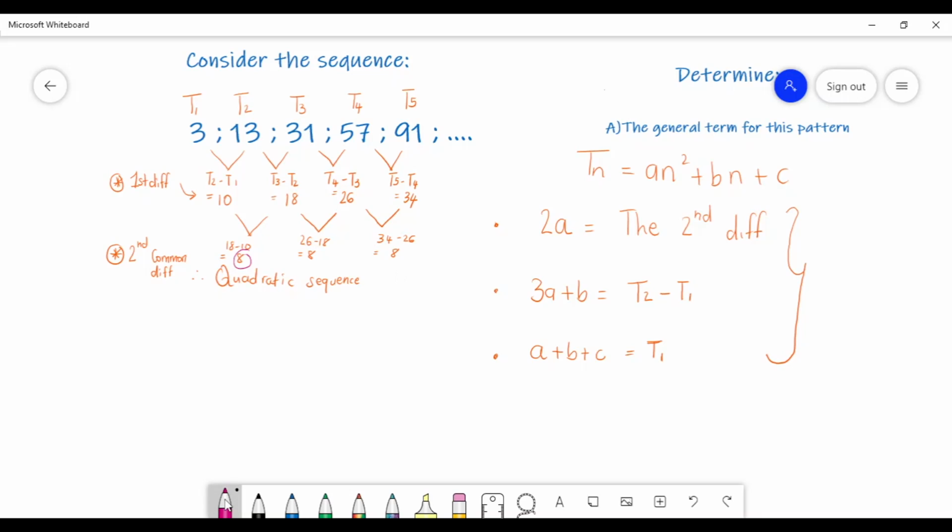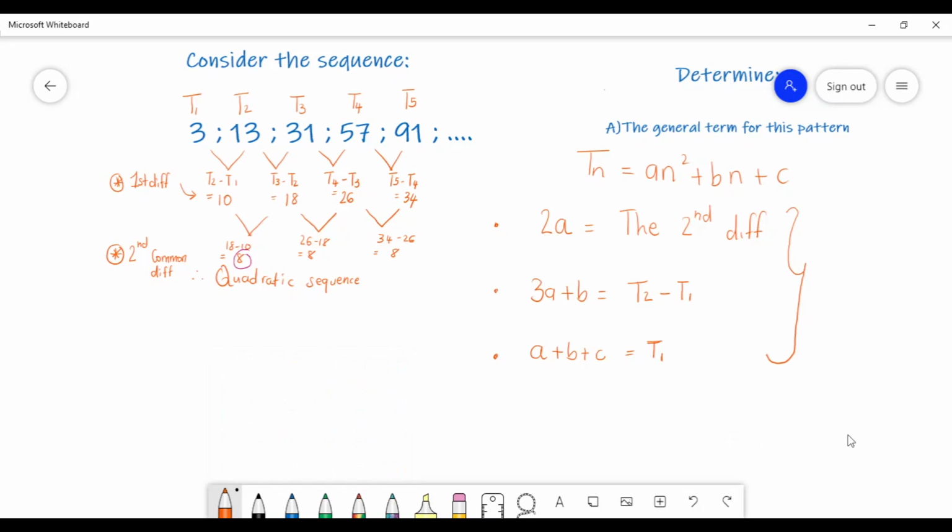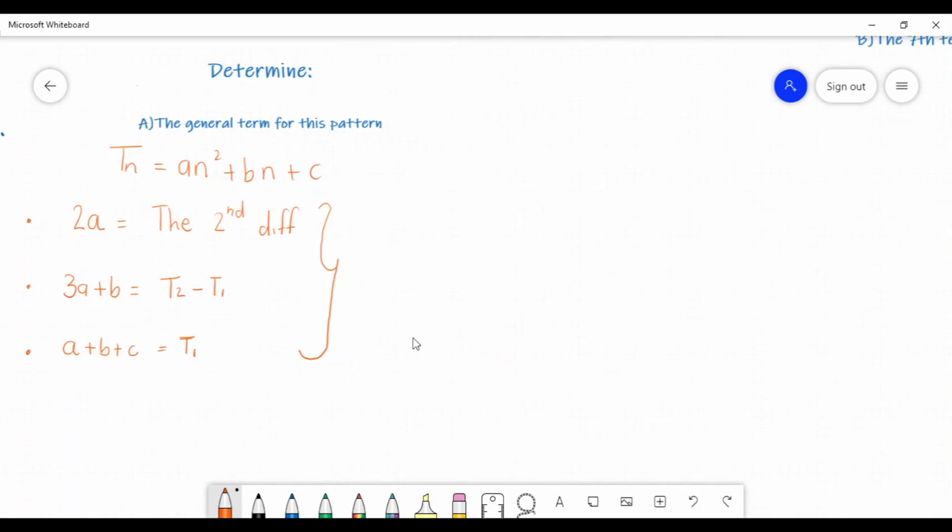All right, guys, so that's what we're going to do. We are going to be substituting that value into our equation and determining the value of a. So we said 2a is equal to the second difference, right? So this is our working out. Okay, so 2a is equal to 8, and then you simply solve for a, guys, and a is equal to 8 over 2, right? And a is equal to 4. That's the first thing we need to do.